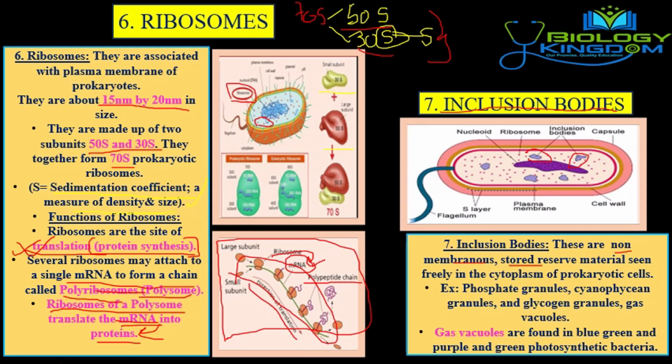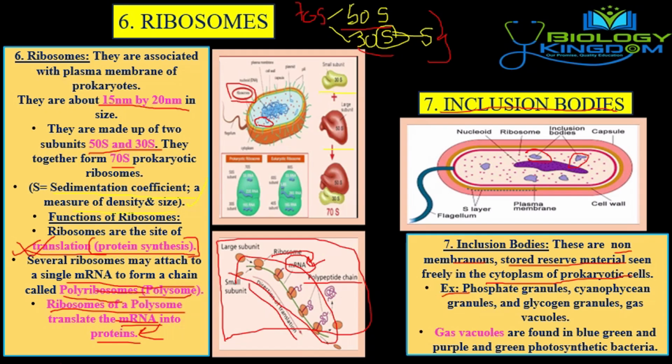Basically, these store reserve material which is seen freely in the cytoplasm. That is the reason they are in large numbers and freely moving inside the cytoplasm, as they store only the reserve food material. Now, how is this reserve food material stored?